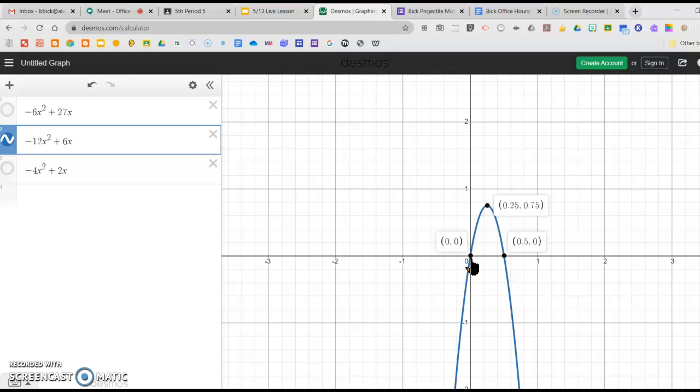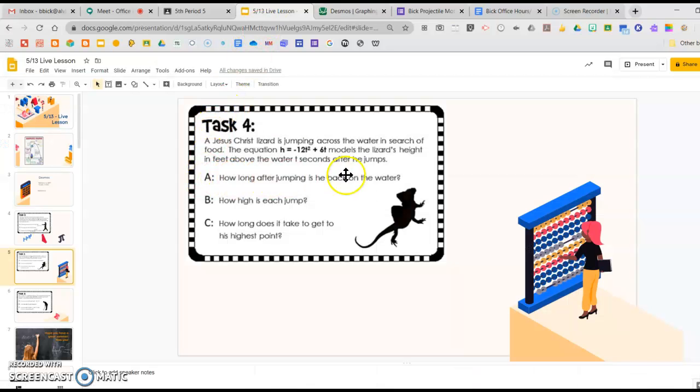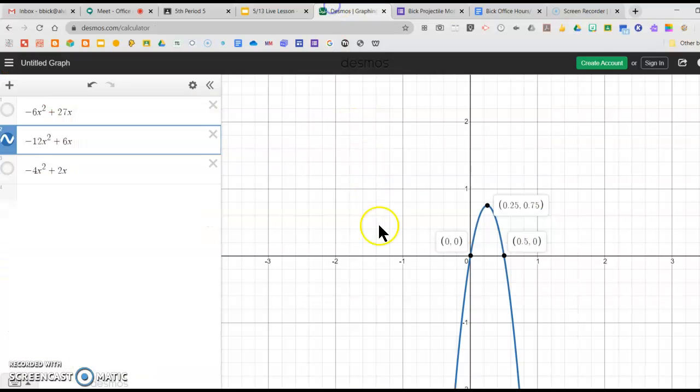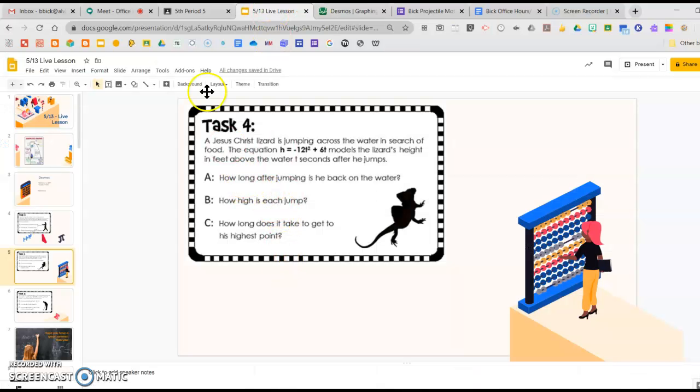So we're talking about a lizard, and the lizard starts on the ground, jumps, and then lands. Question A is asking, how long after jumping is he back on the water? They want to know how long he was in the air before landing. That's going to be our x-intercept because the ground is on the x-axis. So a half a second. He was only out of the water for a half a second.